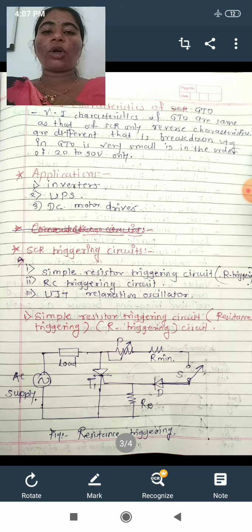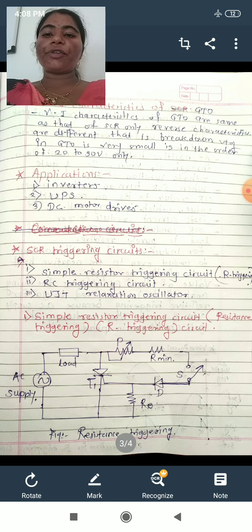Then what about its characteristics? The SCR characteristics are divided into two: forward characteristics and reverse characteristics. Your forward characteristics are the same as that of the SCR, and your reverse characteristics are the same as that of the diode. Then what is the difference between the characteristics of the GTO and the SCR? The forward characteristics of the SCR and GTO are the same.